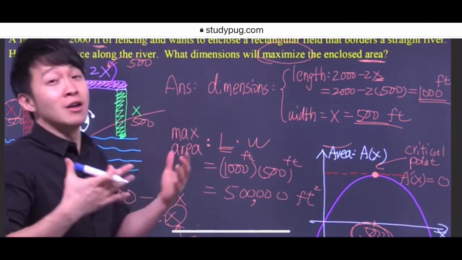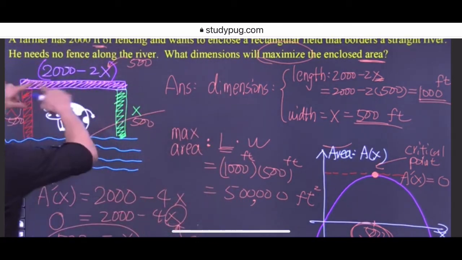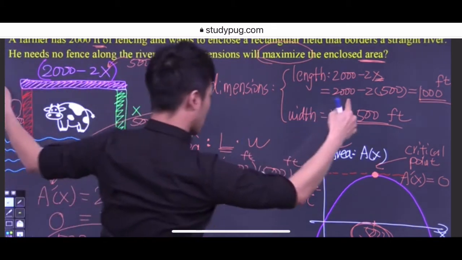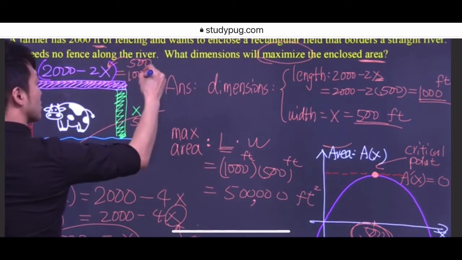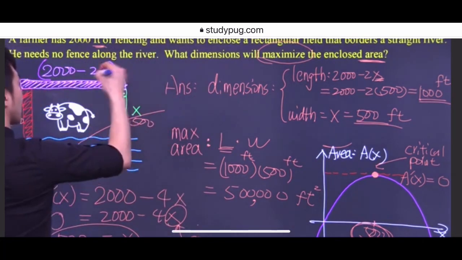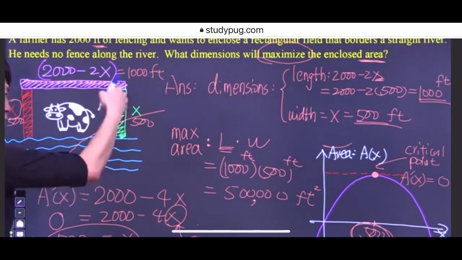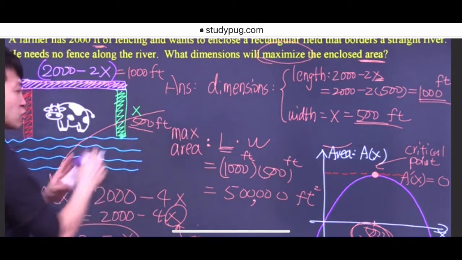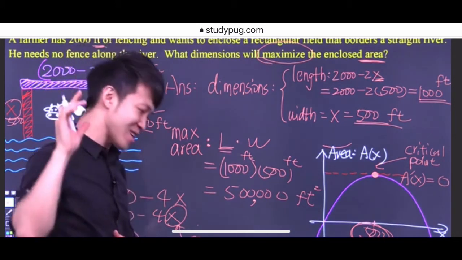So if the farmer knows a bit of calculus, this is actually pretty easy to figure out, right? To maximize the enclosed area, the length of the rectangular field must be 1000 feet, and the width of the rectangular field must be 500 feet. That's it. Easy, right? Calculus is very cool.